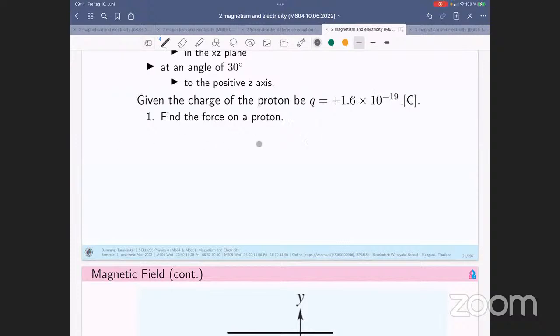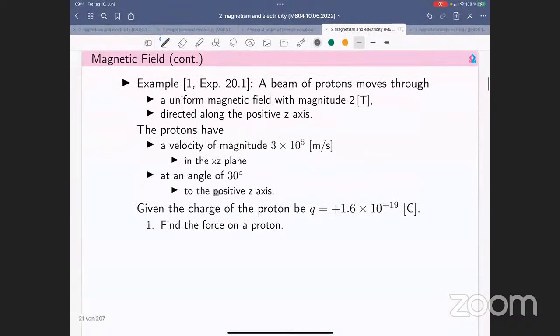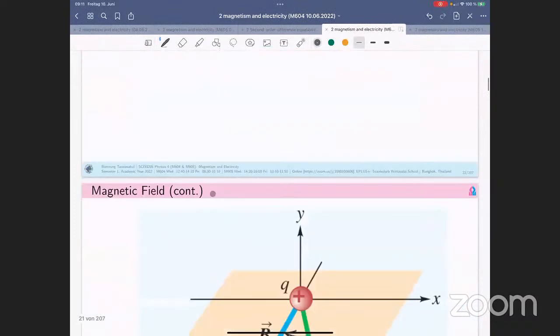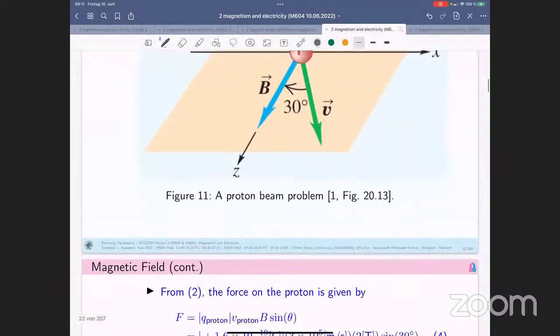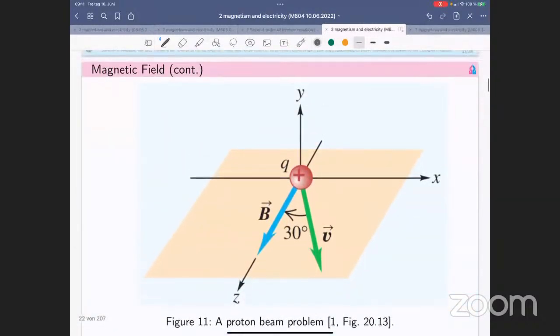Find the force on the proton. Okay, that's the main target for us at this level. Find the induced force, the Lorentz force. That's what we can say. Okay, this is the solution, right? You have to find two things, right?